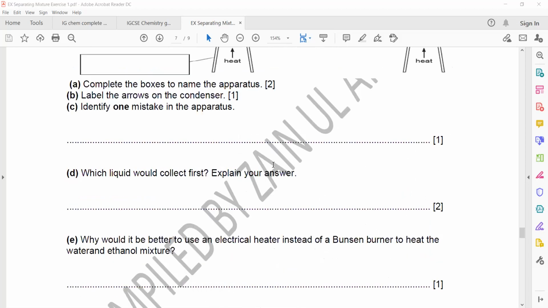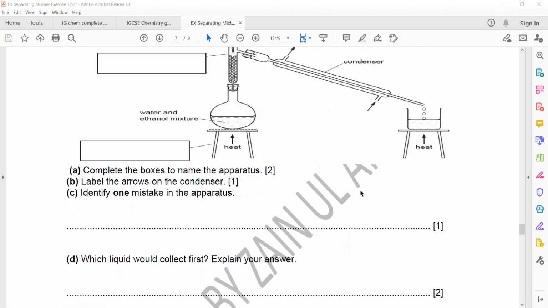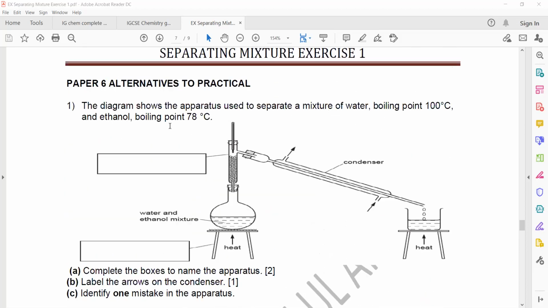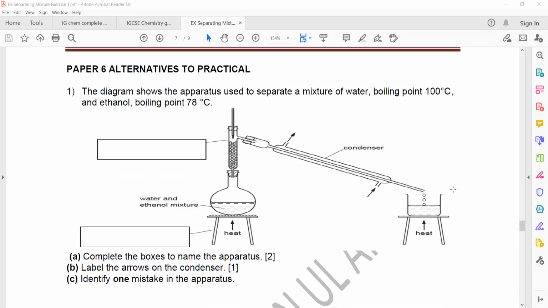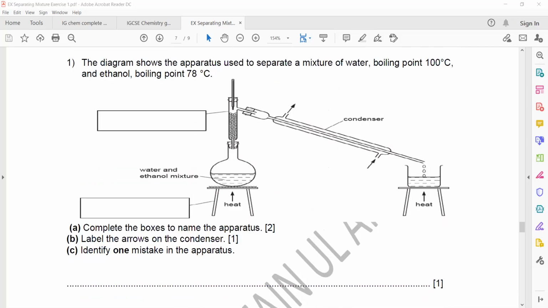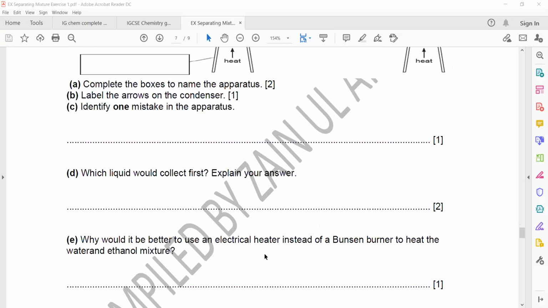Which liquid will collect first, and explain your answer. Ethanol or water? Ethanol. And what is the reason for that? It has a lower boiling point, so it will vaporize first.